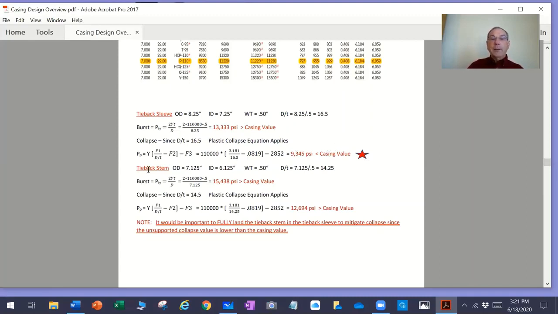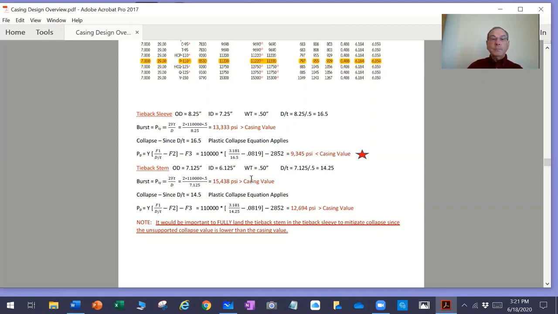Now the tieback stem has an OD of 7 1/8 with an ID of 6 1/8. It also has a wall thickness of 0.5 inches, and its D over T ratio is 14.25. So the burst rating on that, if we plug the numbers into this equation and use the OD of 7 1/8, we get a burst value of 15,400 pounds, which is greater than the casing value.